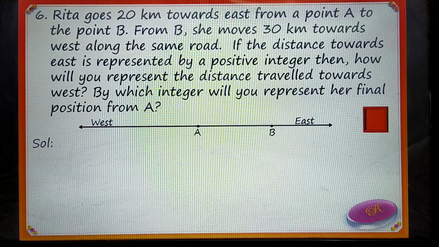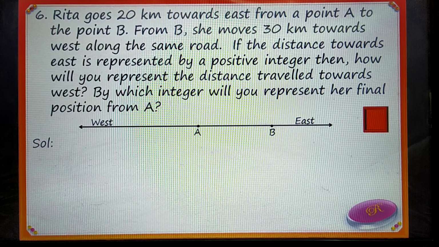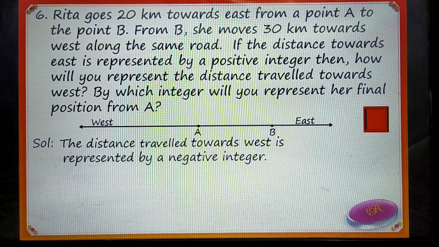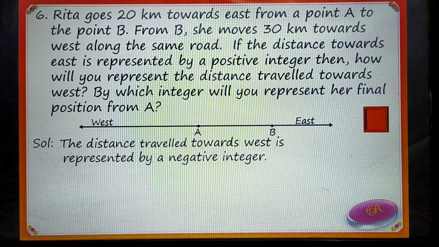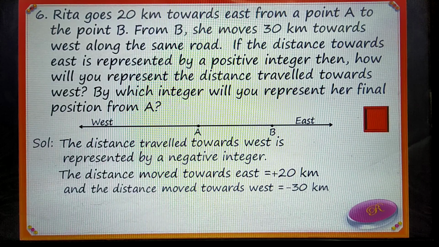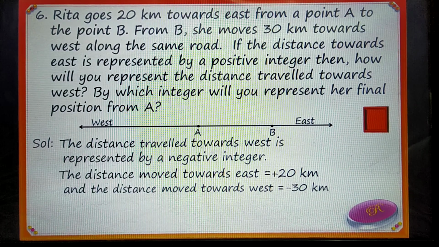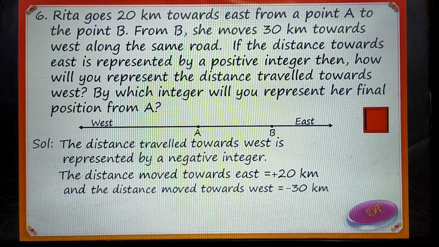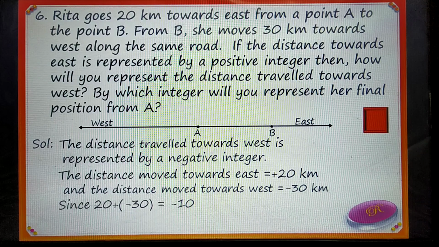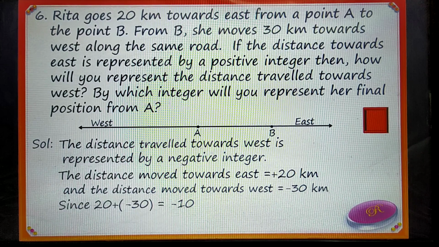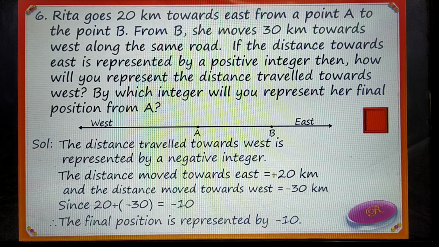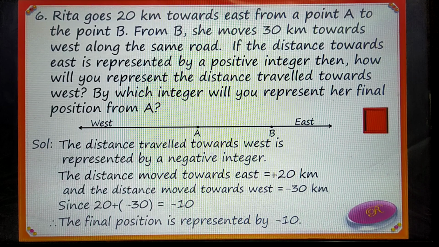The distance travelled towards west is represented by a negative integer. The distance moved towards east is equal to 20 kilometers and the distance moved towards west is equal to minus 30 kilometers. Since 20 plus minus 30 is equal to minus 10, therefore the final position is represented by minus 10.